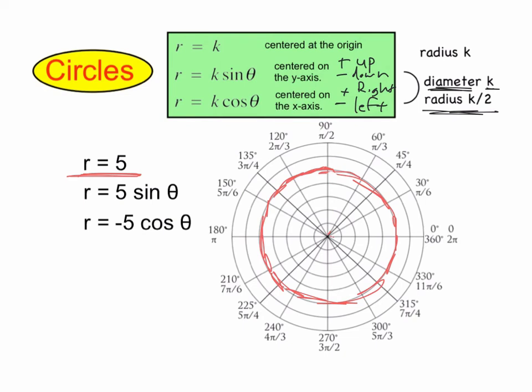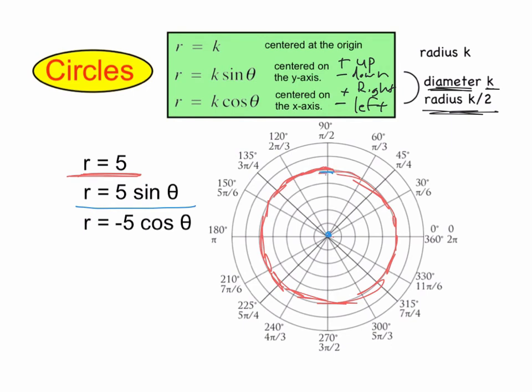If I am going to graph, on the other hand, r equals 5 sine theta, first of all, the diameter now is going to be 5, not the radius. And then it's a positive sine graph, which means my circle is going to be between the origin in the middle here and straight above.